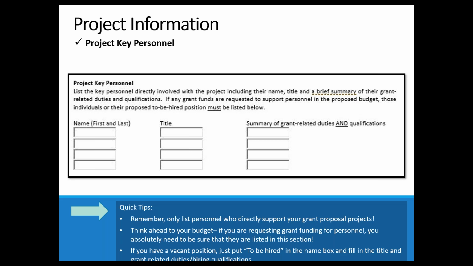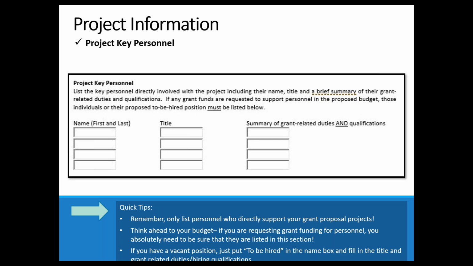So this section, the project information section, is really kind of the heart of your application. It's asking for a lot of the really crucial details that help explain your project and your funding request. The first few parts are pretty basic about your organization's mission, your address, what Texas district you're in, if this is a new project or an existing project.